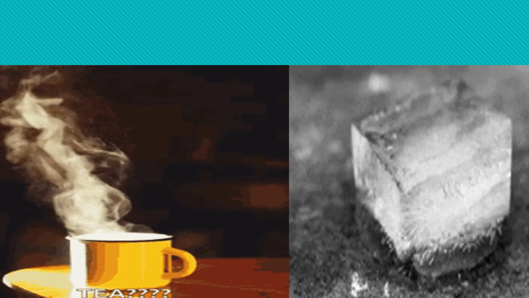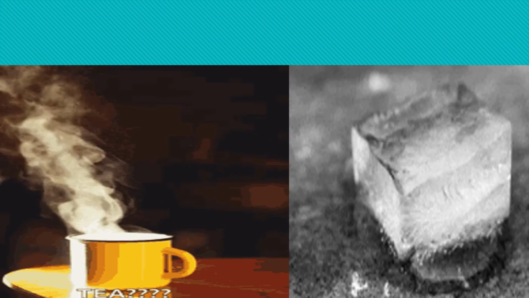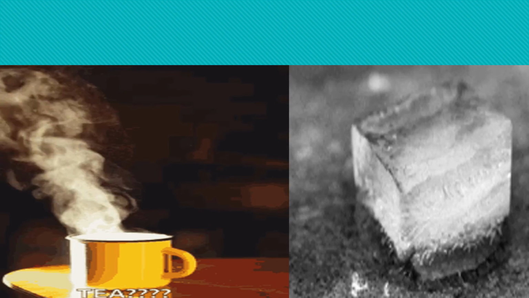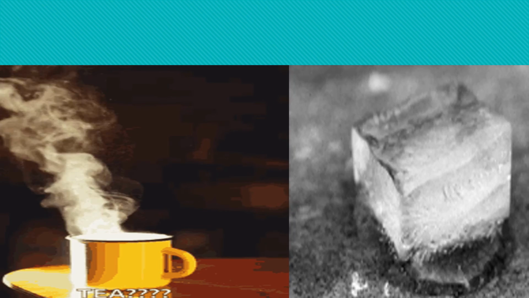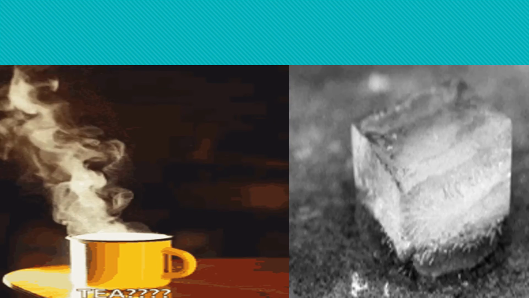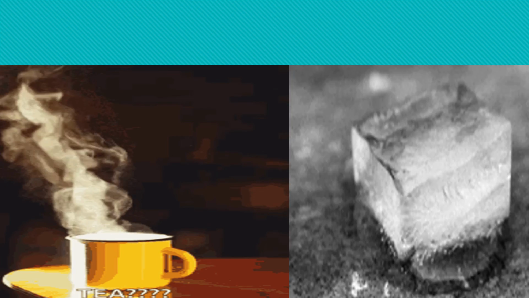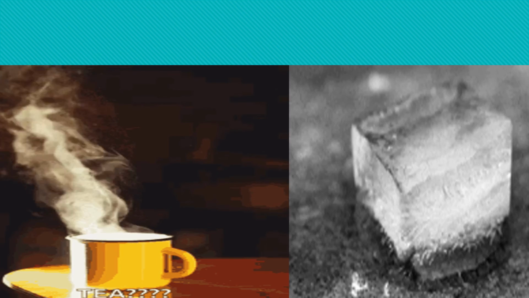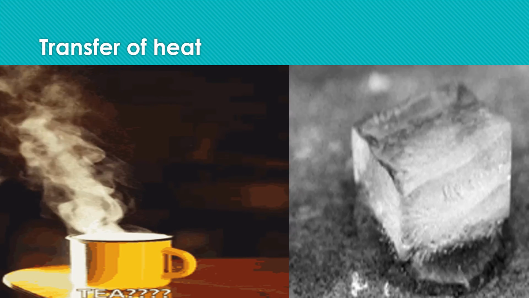Now let's get into these two images. We can see a hot tea and an ice cube. The hot tea is giving away its heat to its surroundings, and this ice cube is melting because the heat from the surroundings is absorbed by, or is getting passed into, the ice cube. That's the reason why ice melts. So in both cases, the heat is getting transferred from a hotter object to a colder object. The next topic that we are going to learn is transfer of heat.